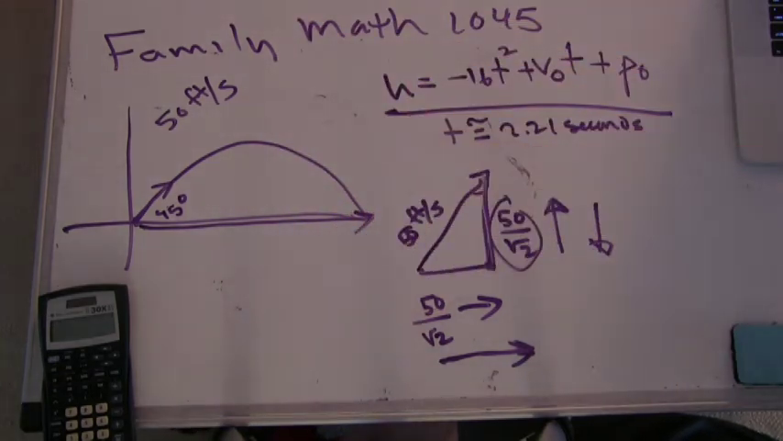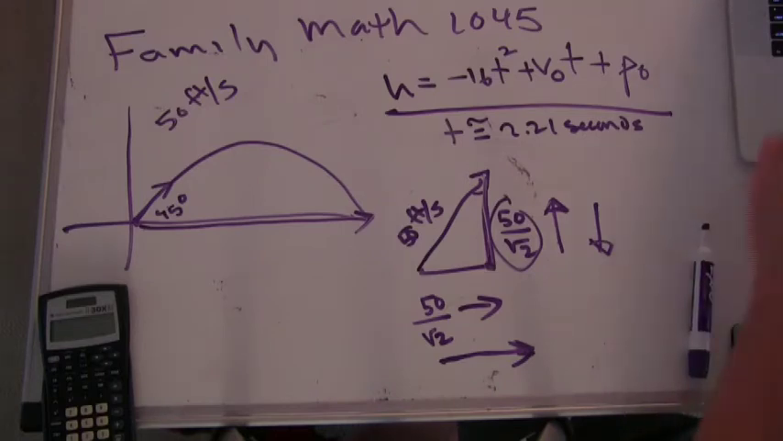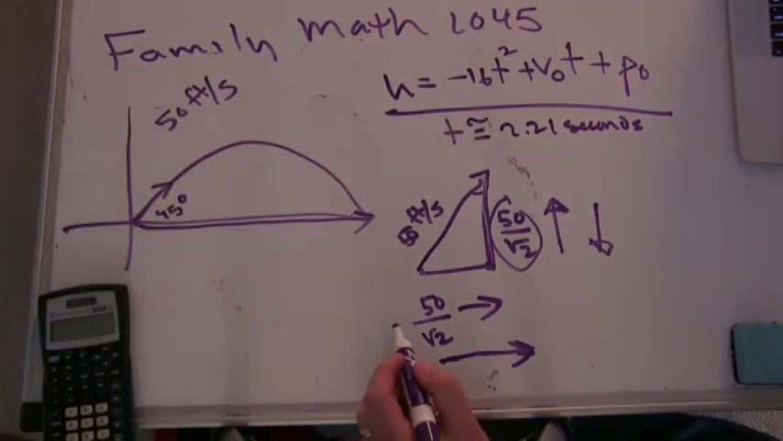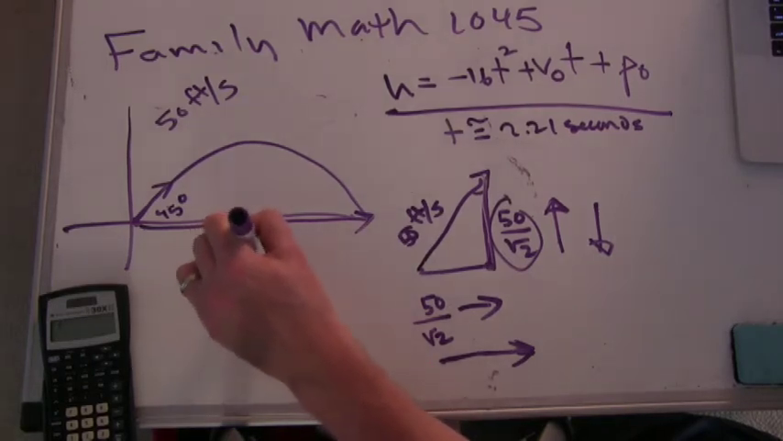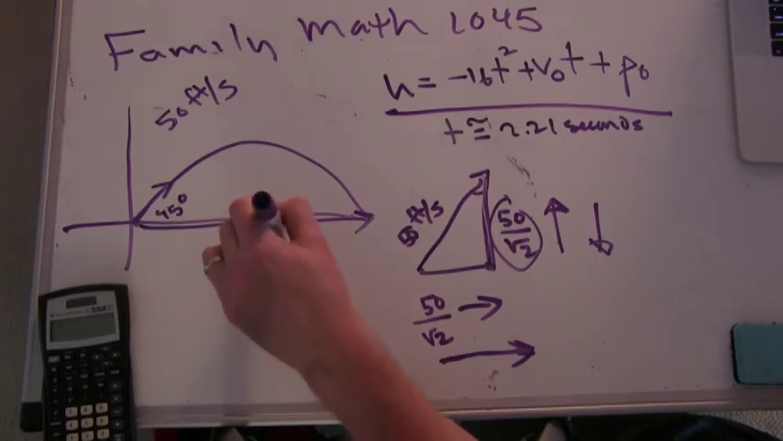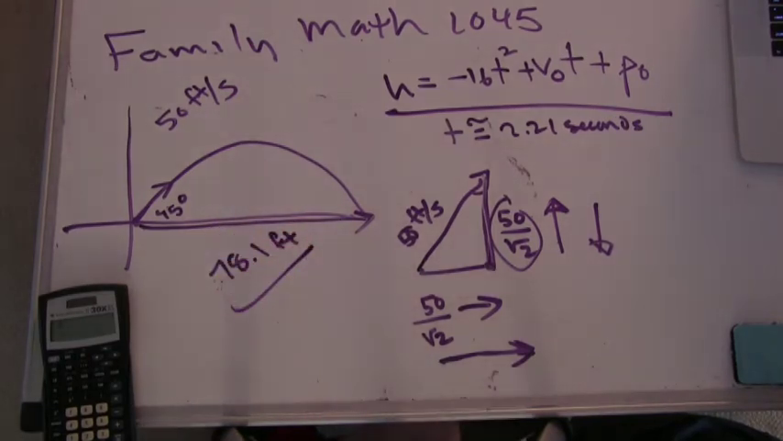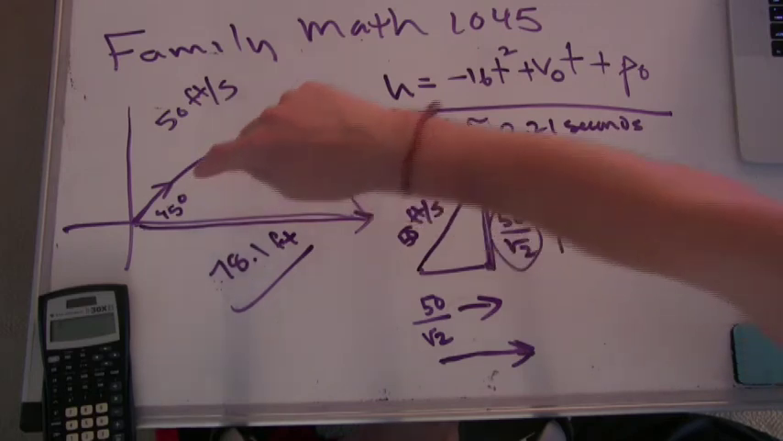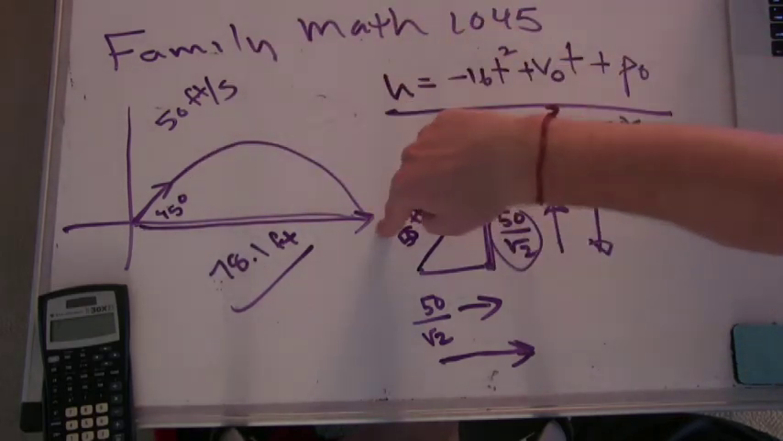And how fast would it have been going across? It goes across at 50 over root 2 feet per second. So how do we figure out how far it went? Well, we use that and we just multiply that by 2.21. So here's our horizontal speed, and that turns out to be about, call it 78.1 feet. So if you were standing on the ground and threw a ball at 50 feet per second at a 45-degree angle, it would hit the ground at about 78 feet.